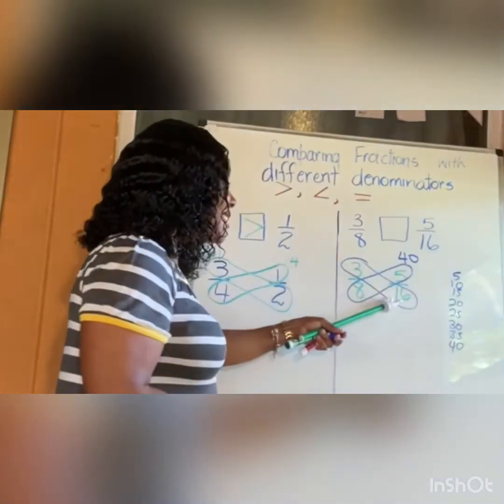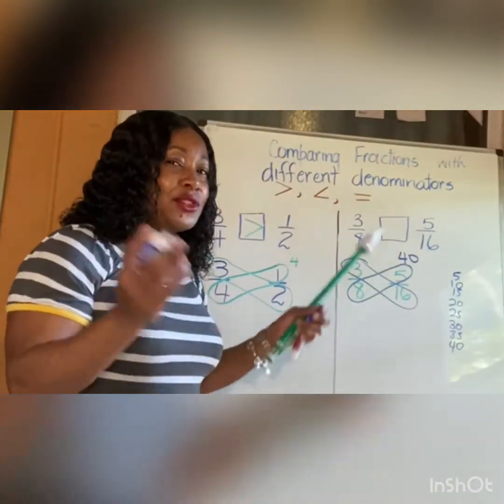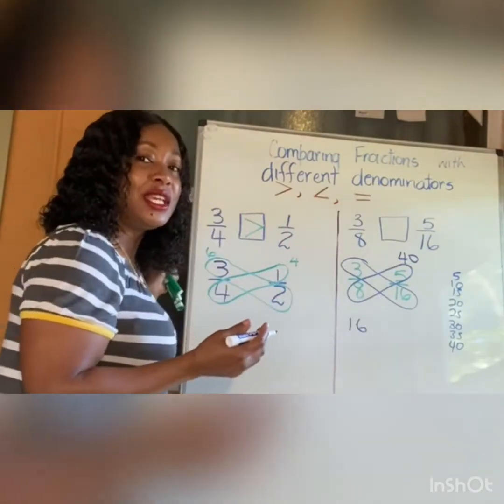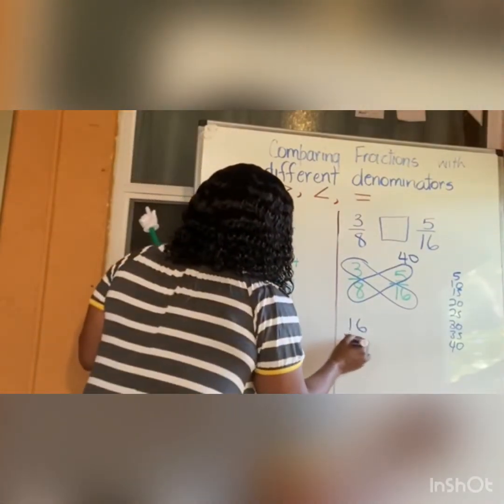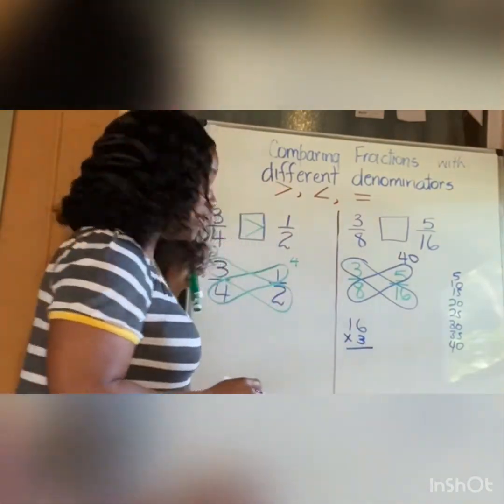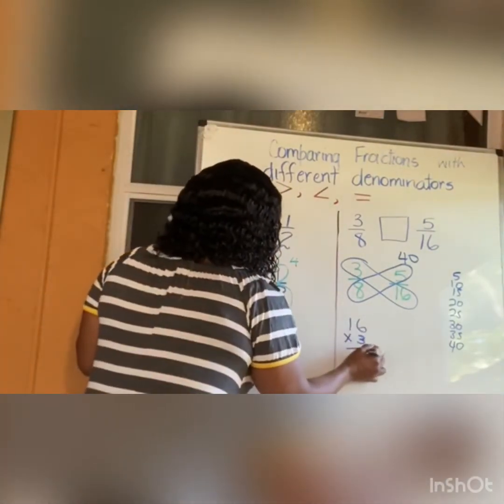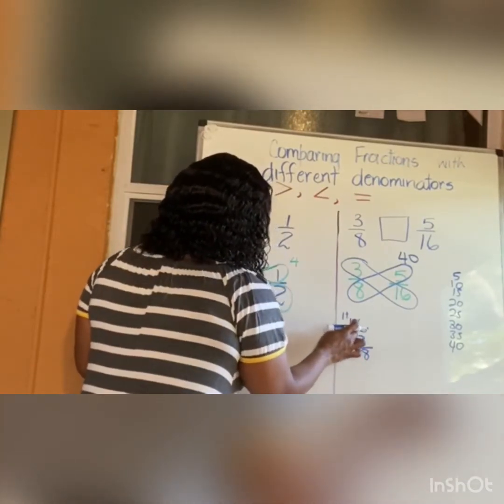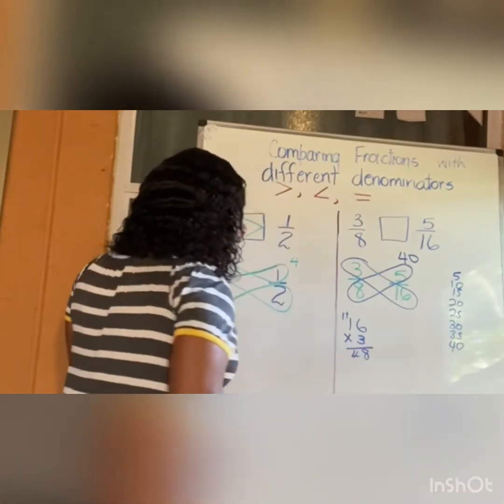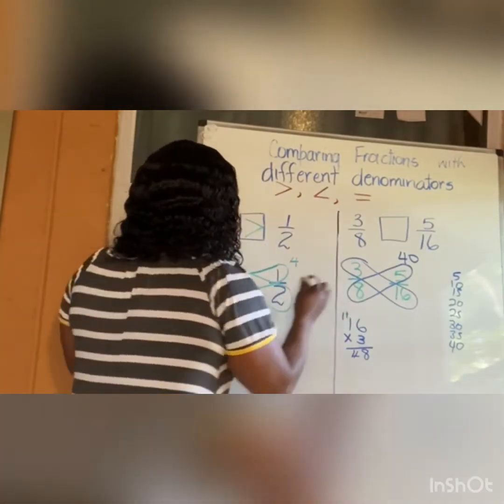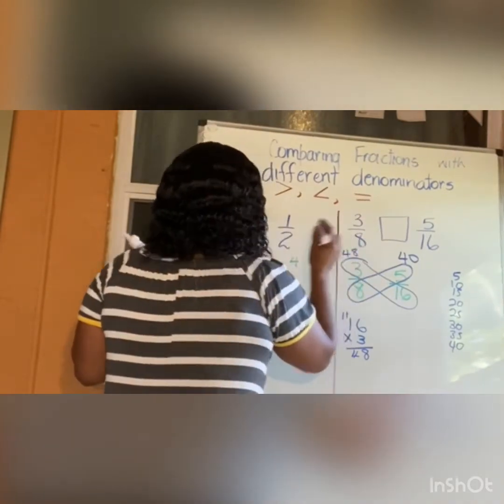Now we have 16 times 3. I'm sure, boys and girls, we don't know how to work that out mentally. So we can write our 16 and multiply by 3. I taught you how to do that. So 3 times 6, that's 18. And then 3 times 1 is 3, plus 1 more is 4. So 16 times 3 is 48.